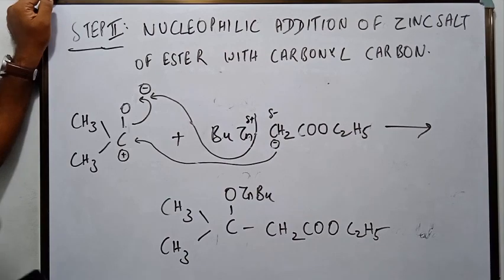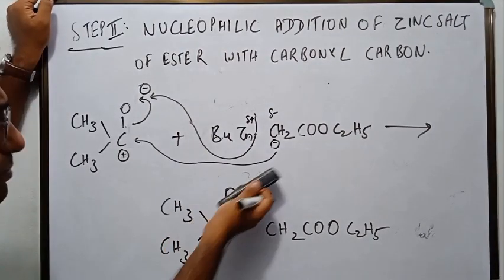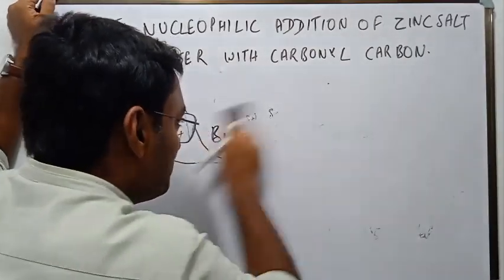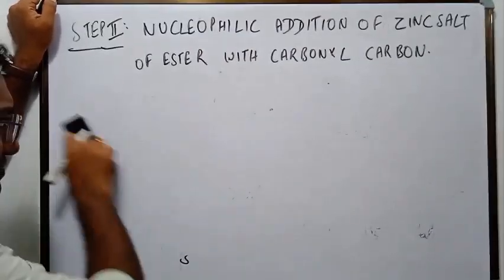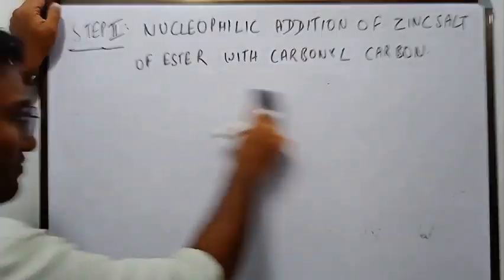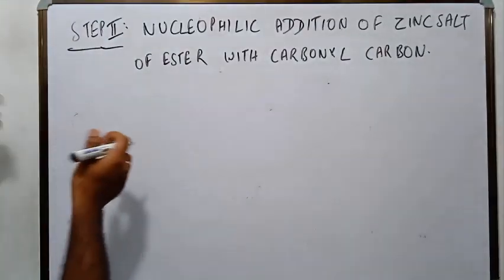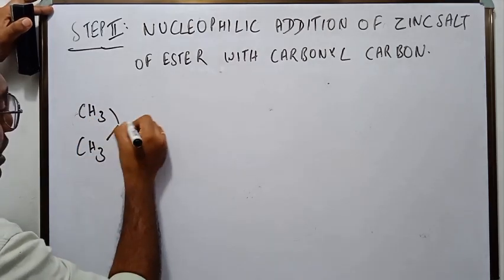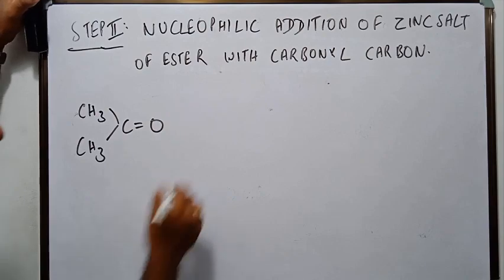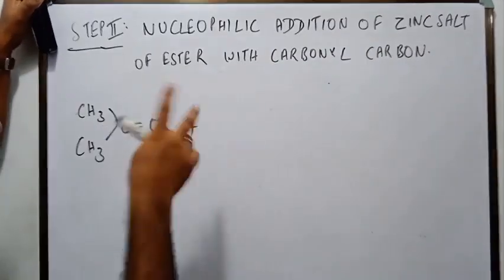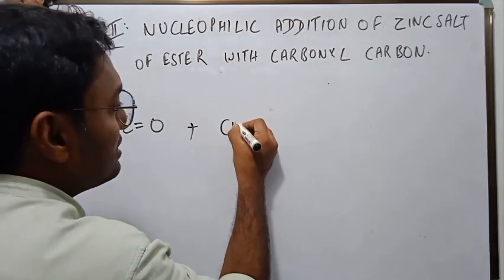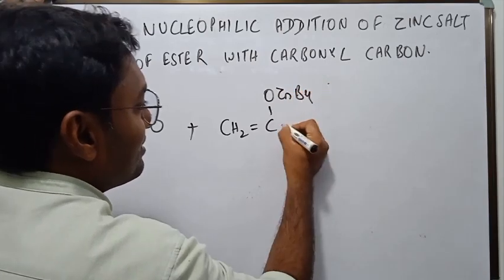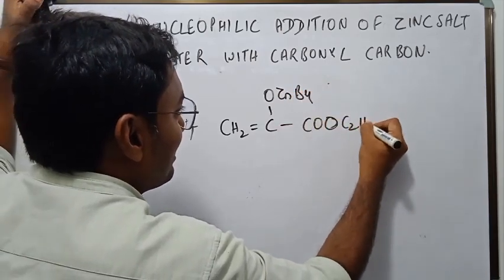Now let me demonstrate this by using oxygen zinc enolate from the first step. The same thing I am going to demonstrate with oxygen zinc enolate, and reason out why ZnBr goes to oxygen. So this is our acetone, right? Let's use the second interconverted product, oxygen zinc enolate. What is it? CH2 double bond C OZnBr COO C2H5. That is the interconverted product, right?